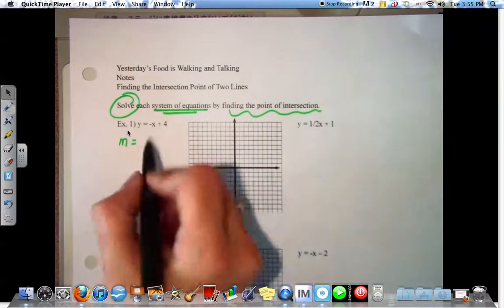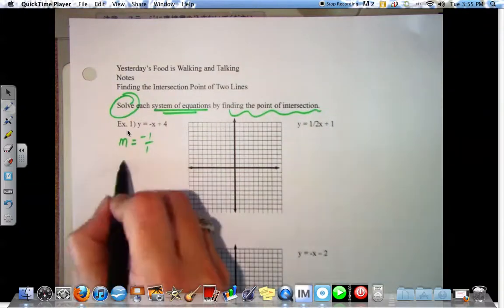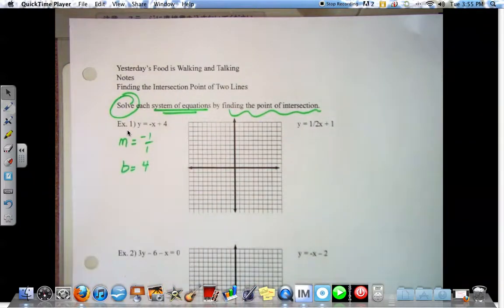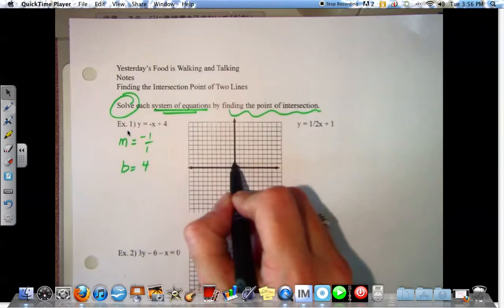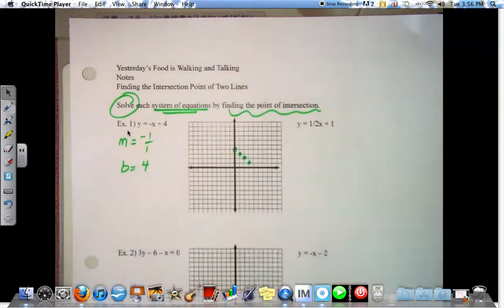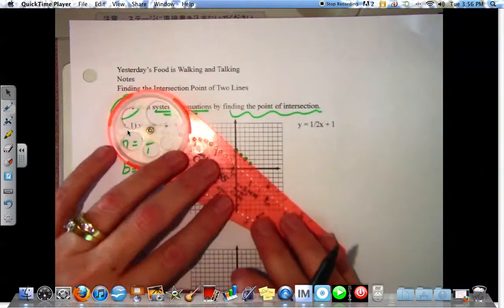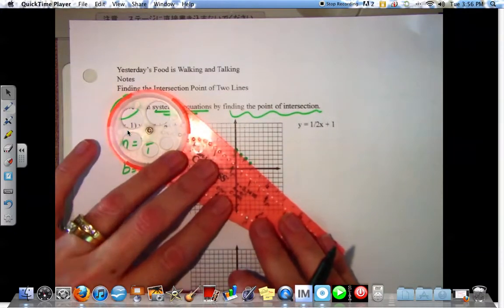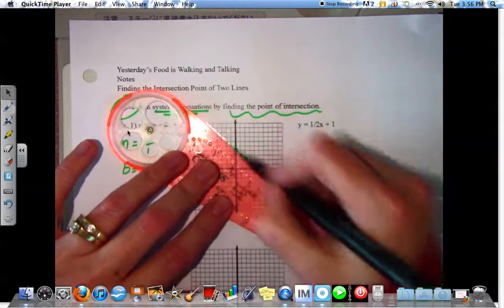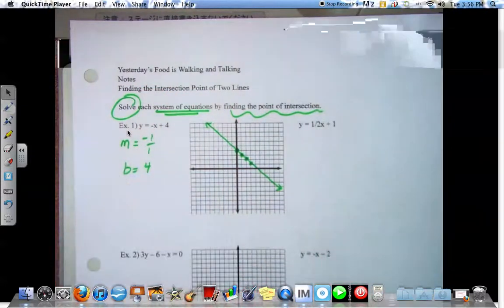Our slope here, remember that's negative 1, so we have negative 1 over 1, and our y-intercept is 4. So we're going to go up 1, 2, 3, 4, and then down 1, over 1, down 1, over 1. You need to be careful and make sure that you extend your line long enough so that when we put the other line on top of it, they run into each other. And you need to be careful that you're very accurate in graphing the lines so you can see the exact point of intersection.